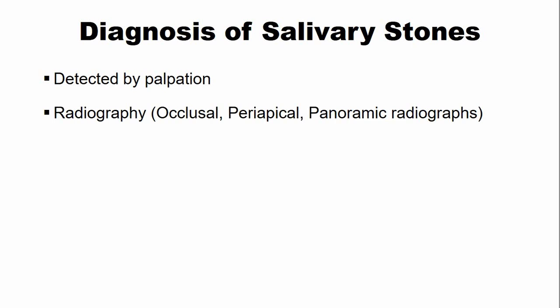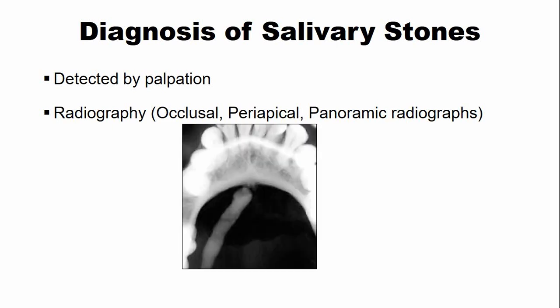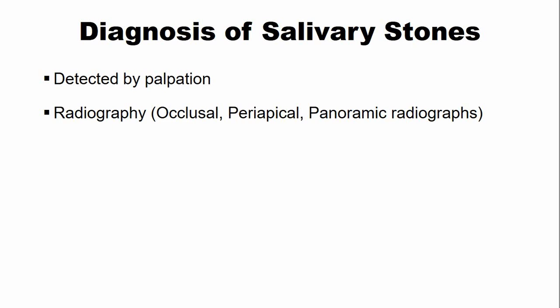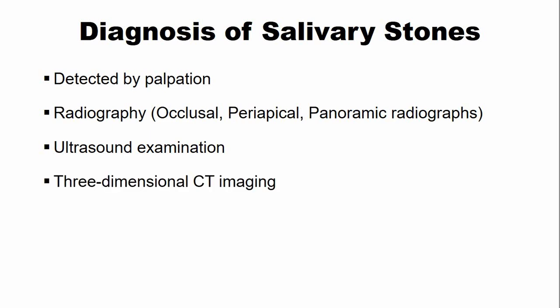Radiographs are used for the detection of salivary gland stones, especially if they have sufficient mineral quantity within the stone. So they are radiopaque and can be easily detected. The radiograph used is the occlusal, and submandibular salivary stones are easily detected on an occlusal radiograph. Sometimes they are accidentally detected on a periapical or a panoramic radiograph as well. Ultrasound examination is also sometimes performed if it is available, and three-dimensional CT imaging also helps in the detection of salivary gland stones. But these two methodologies, ultrasound and three-dimensional CT imaging, are not very commonly available.